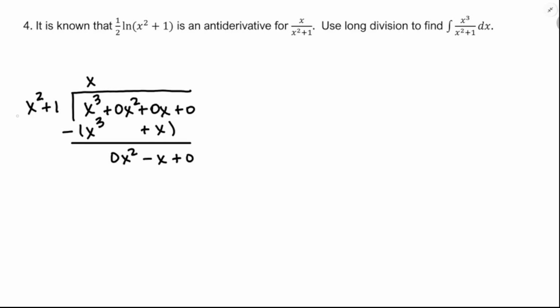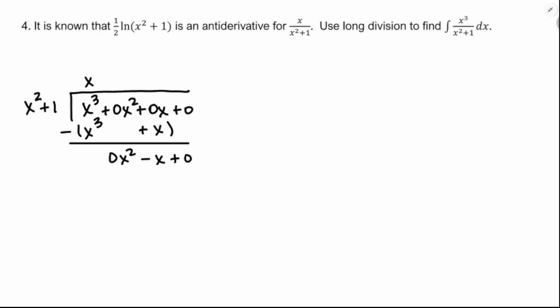And then I ask myself, what do I multiply x squared by to get 0x squared? That's 0. What do I multiply x squared by to get negative x? That'll be 1 over x. Okay, so I'm into the realm of the remainder. So I think the remainder is just going to be minus x, so minus x over x squared plus 1.